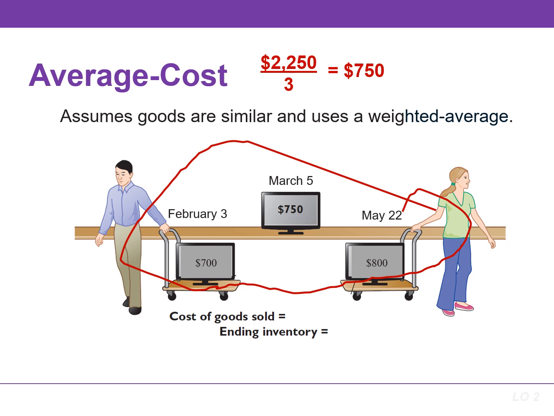So the cost of goods sold is $1,500. Again, that's 750 multiplied by the 2 TVs that we sold. And the ending inventory is $750, which represents 1 unit or 1 TV.